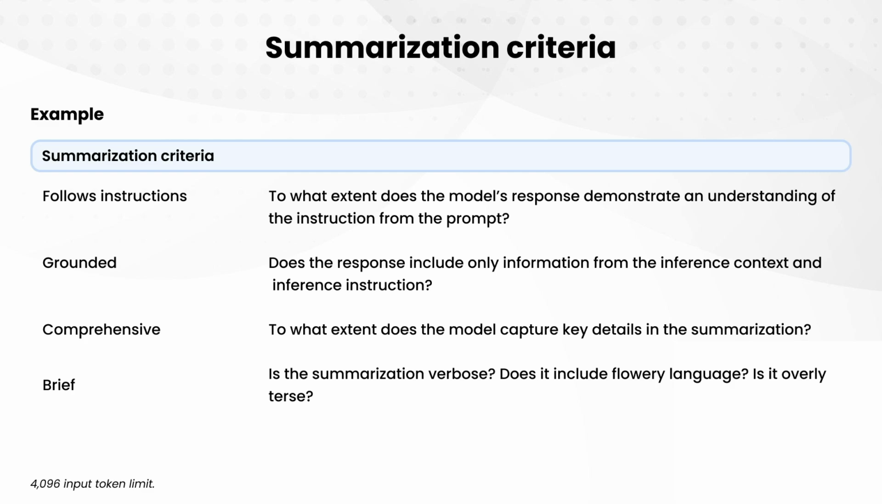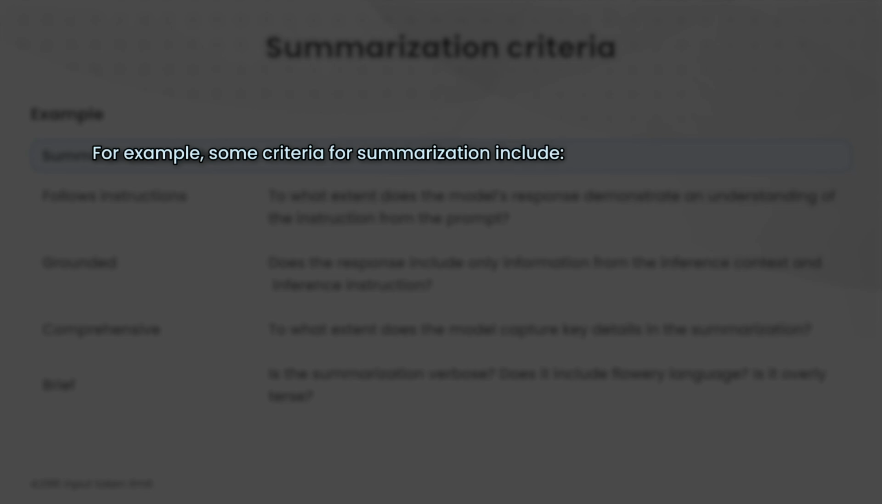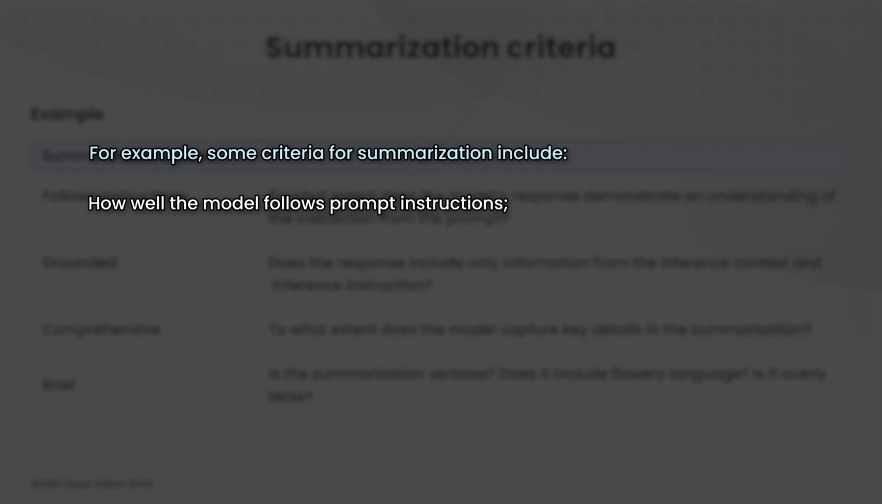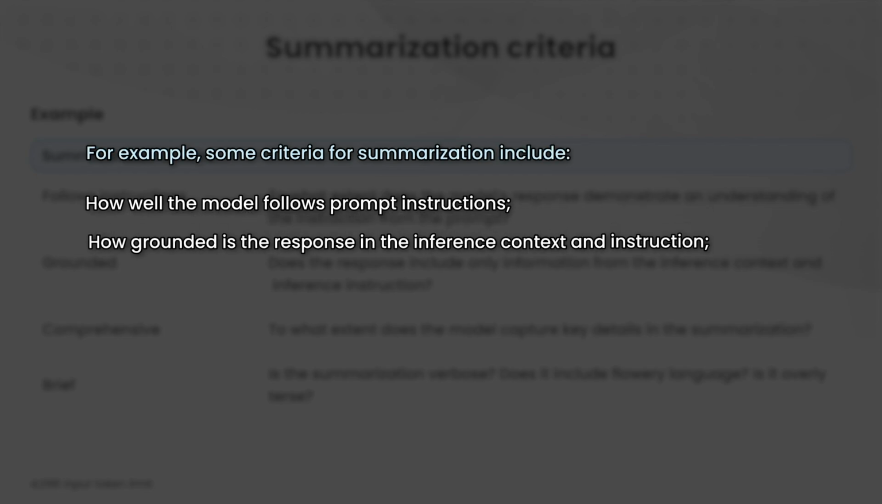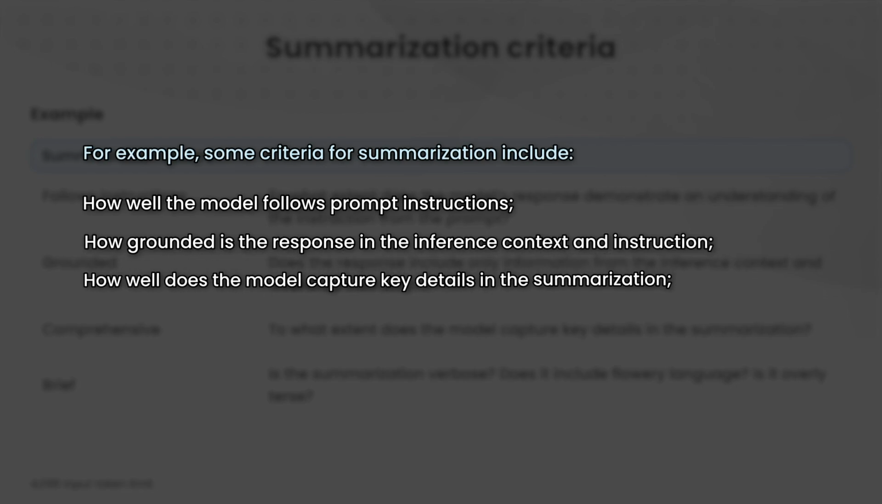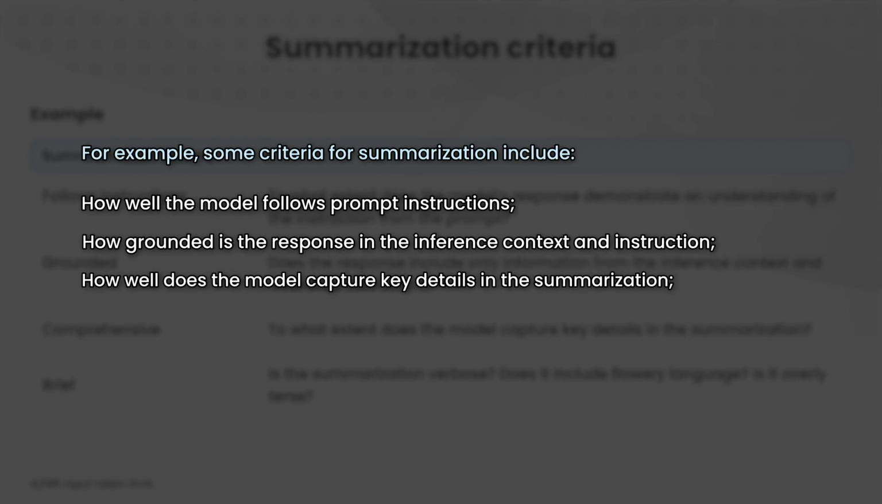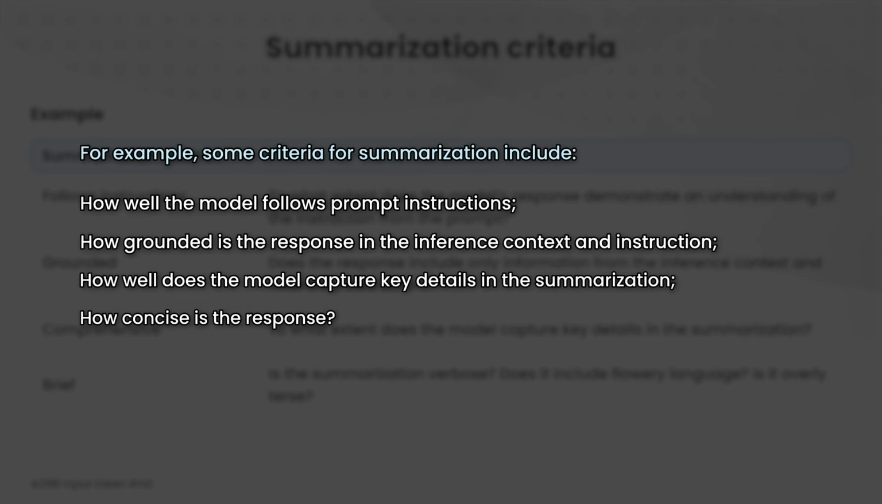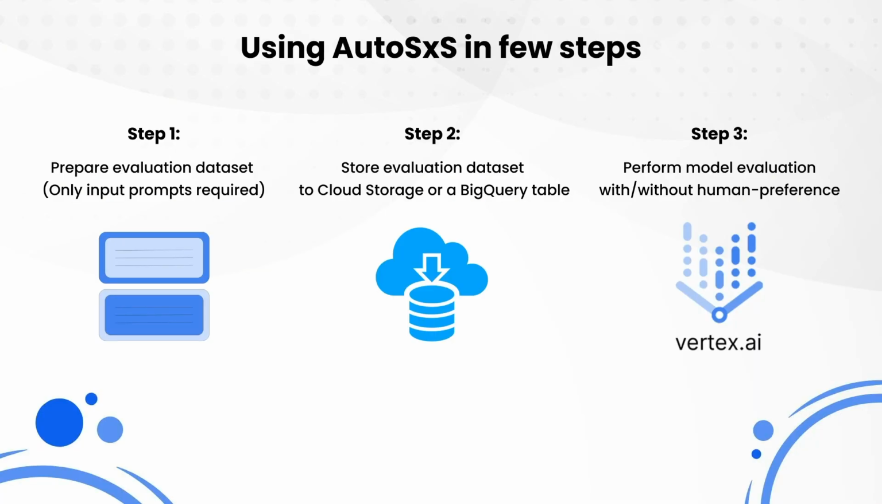For each side-by-side evaluation, AutoSxS employs predefined evaluation criteria. For example, some criteria for summarization include how well the model follows prompt instructions, how grounded is the response in the inference context and instructions, how well does the model capture key details in the summarization, and how concise is the response itself. Using AutoSxS is pretty straightforward.